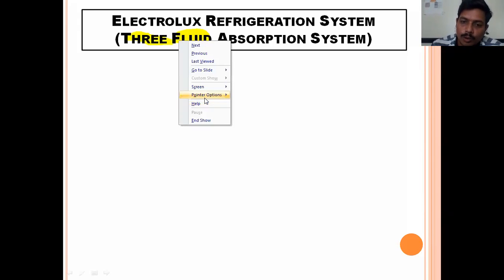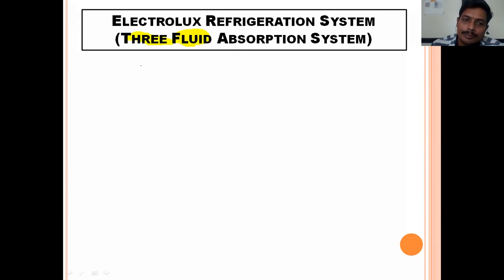Because the number of fluids we are using in this system is three, and those are: first one is ammonia. Here, to have the working of this system, we will have ammonia, then water, and last fluid will be hydrogen. So we are using these three fluids, ammonia, water, and hydrogen, to have the working of that Electrolux refrigeration system. That's why this Electrolux refrigeration system is also called the three-fluid vapor absorption refrigeration system.